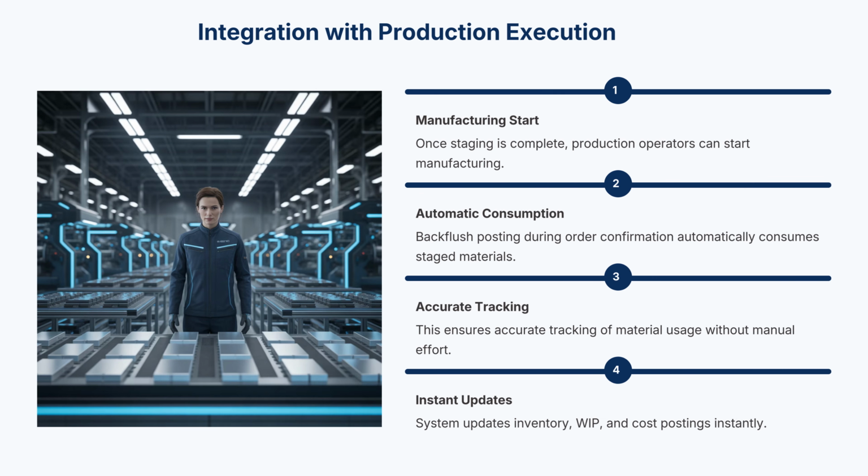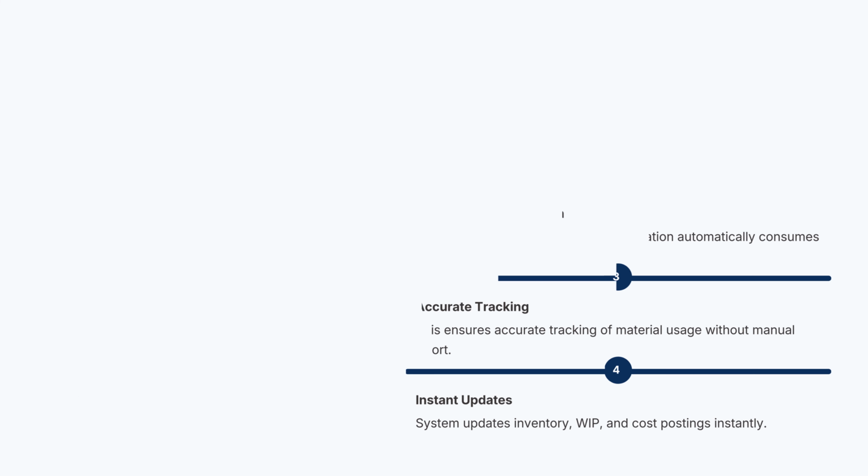Integration with production execution. Once materials are staged, production can begin. When operators confirm the order, the system performs backflushing, automatically consuming staged materials based on the bill of material. This eliminates manual consumption posting, maintaining efficiency and data accuracy. All related accounting entries flow seamlessly into finance.